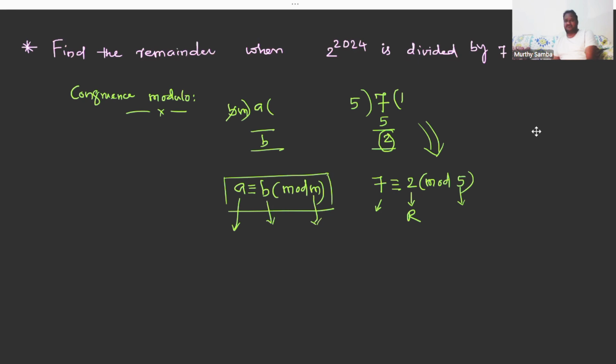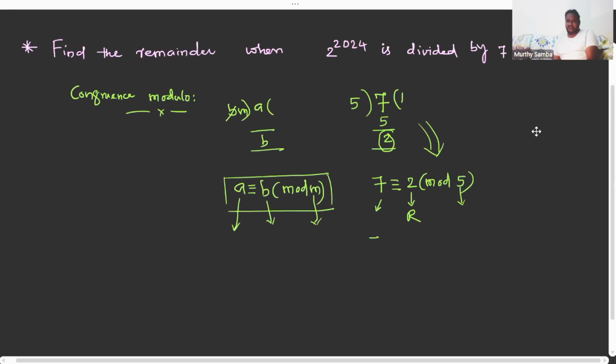So this is what A is congruent to B modulo M. It has some properties. So what are those properties? For example, the 7 is there now. I am going to square this 7. 7 square is equal to what? 49, right? Now I am going to divide this 49 by the same number. 49 divided by 5: 5 9s are 45. So what is the remainder that you are getting? Remainder is 4. When you are squaring the dividend, the remainder will also be squared, right? So it means 7 square is congruent to 2 square modulo 5.